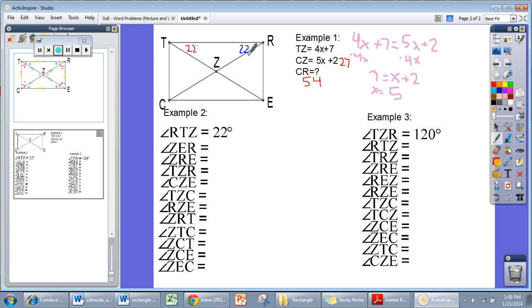So 22, another one, and one more. Okay, now that we have that, since this is a rectangle, all my corners are 90, right? So to get my pink dot, these guys, we're just going to do 90 subtract 22, which is 68. So these are 68, 68, 68.